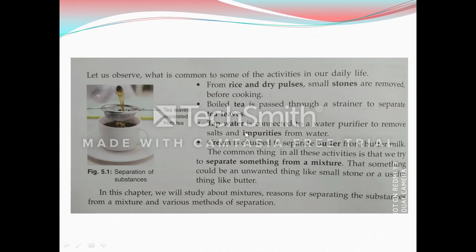Third process is tap water is connected to a water purifier to remove salts and impurities from water. Everybody has a water purifier at home, right? This purifier is connected with a tap and tap water passes through the purifier and from the purifier you get pure tasteless water. And now what you have done in this process, again, you have removed salts and impurities, that is dust particles, from the water.